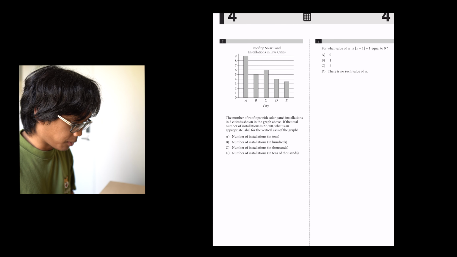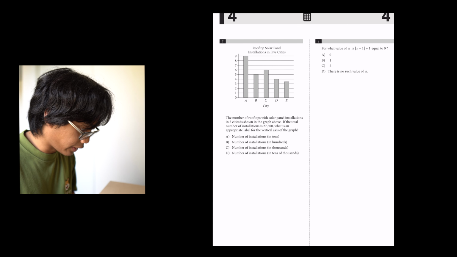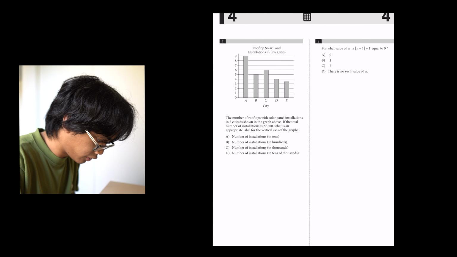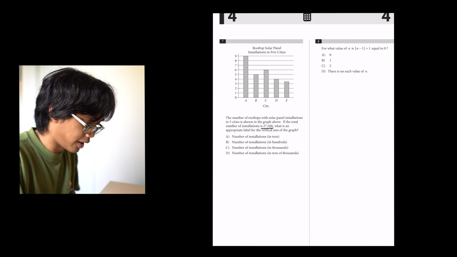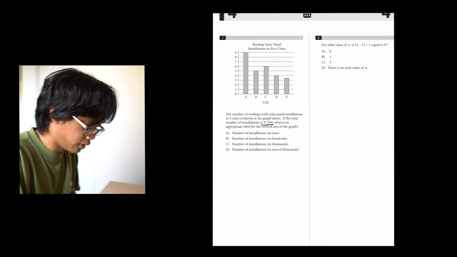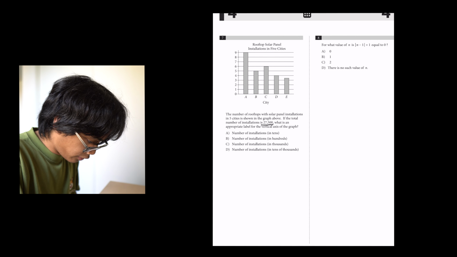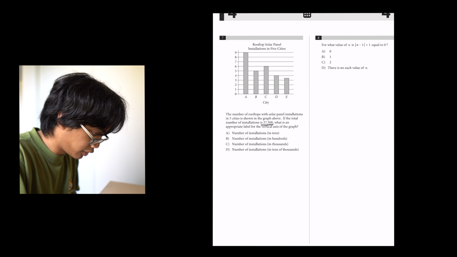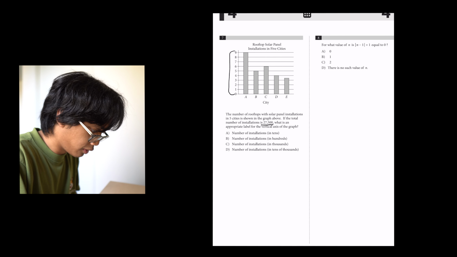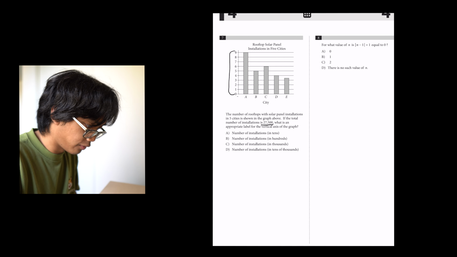The number of rooftops with solar panel installations in 5 cities is shown in the graph. If the total number of installations is 27,500, what is an appropriate label for the vertical axis of the graph? So if the total is 27,500, and that's what you would get if you add all of these up, we're trying to find a label for the vertical axis.